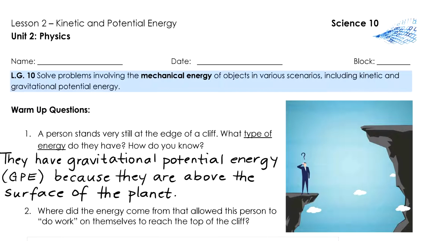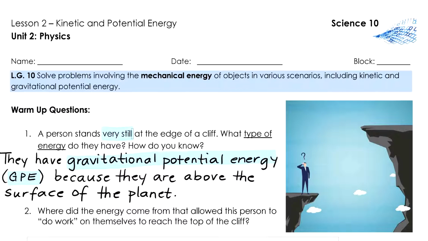Okay, let's compare our answers. For question one, we should say that the person has gravitational potential energy, which we will abbreviate as GPE, because they're above the surface of the planet. And they're standing very still, so they don't have any kinetic energy.